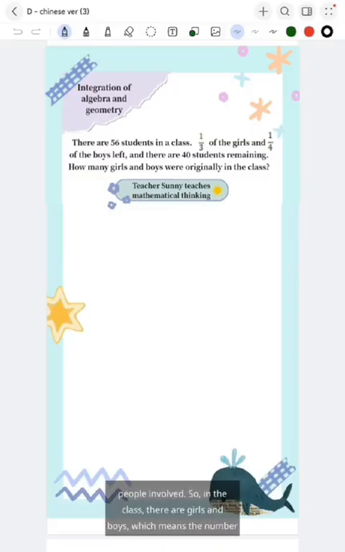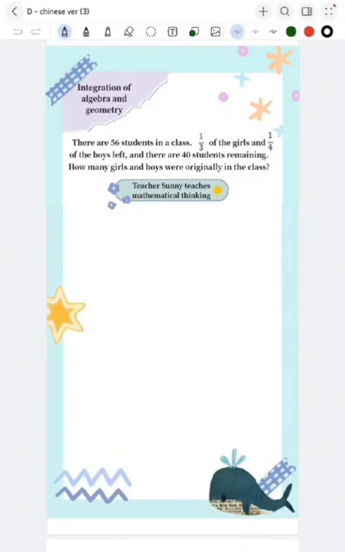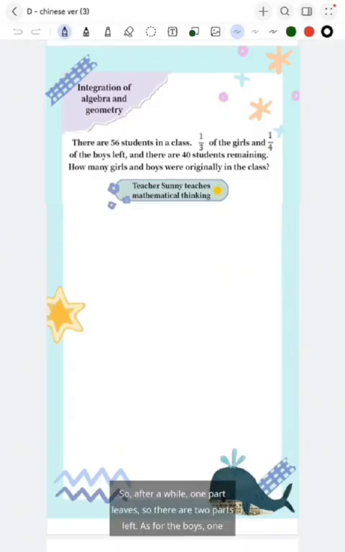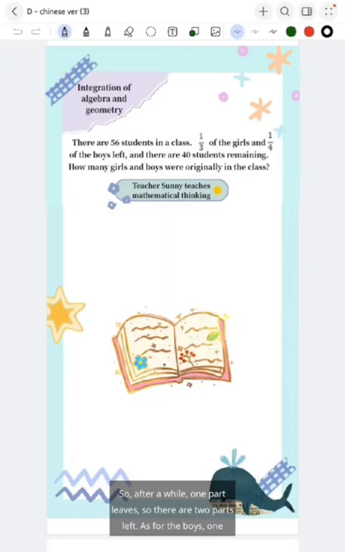So, in this class, there are girls and boys, which means the number of girls plus the number of boys is a grand total of 56 people. As for the girls, they can be divided into three parts, and one of those parts has left. So one part leaves, and there are two parts left.